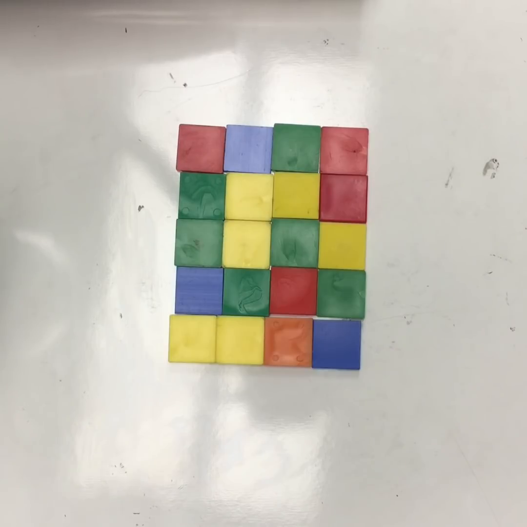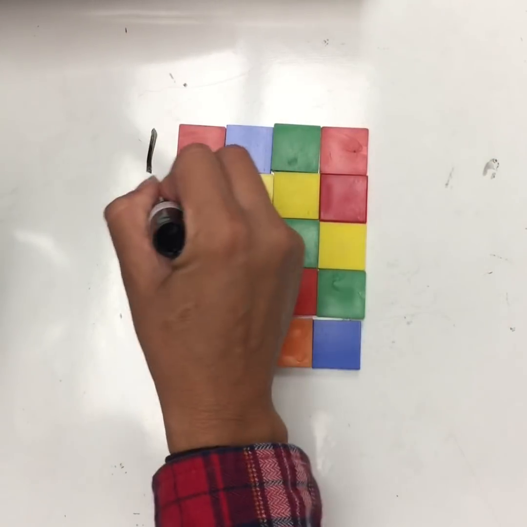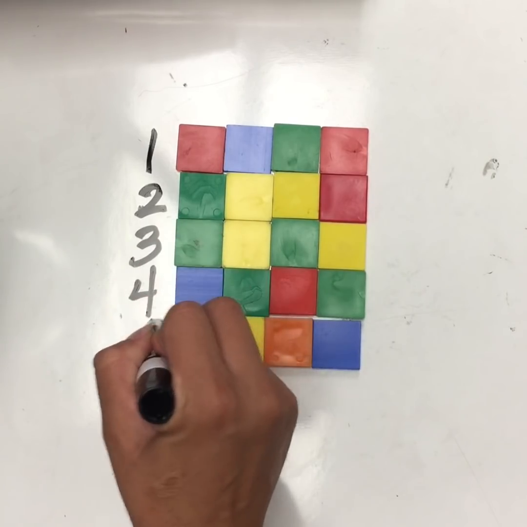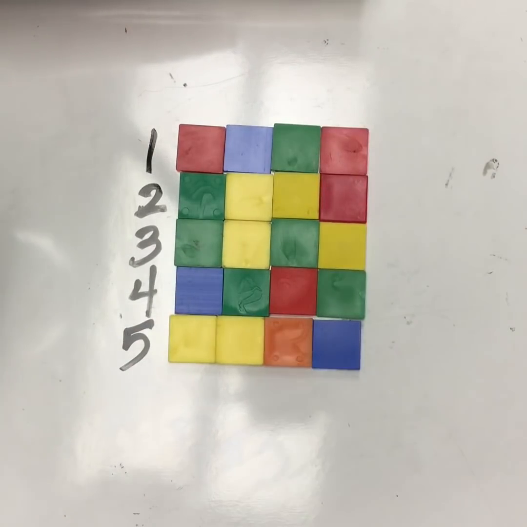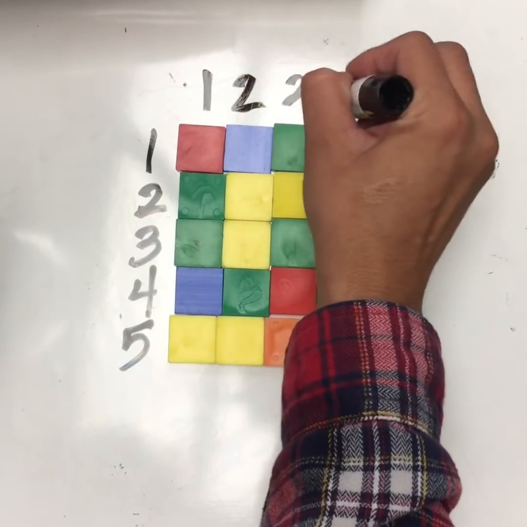Whenever I label arrays, my first thought is to put my numbers down. First the rows, which are going this way. I have 1, 2, 3, 4, 5 rows. And then I'll do the columns. 1, 2, 3, 4.